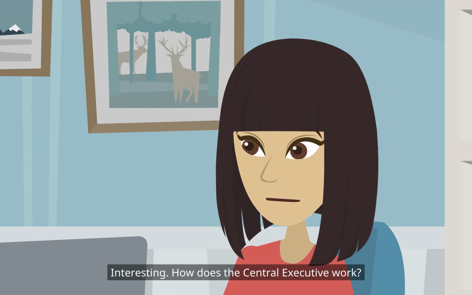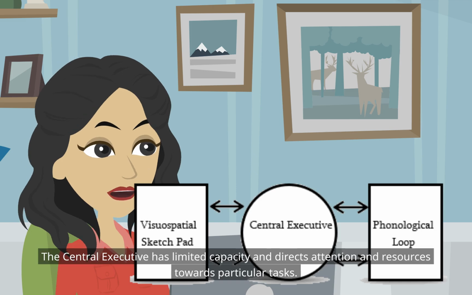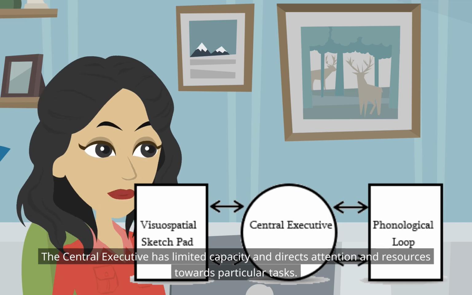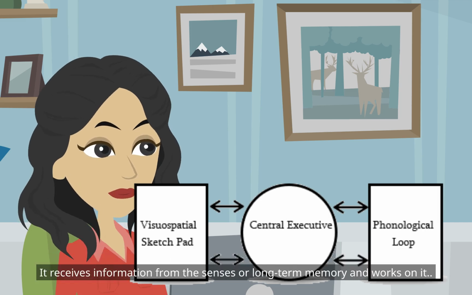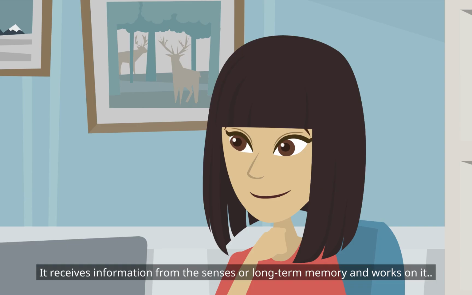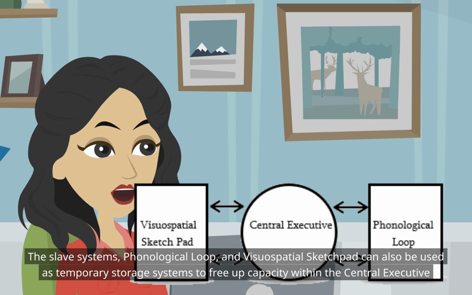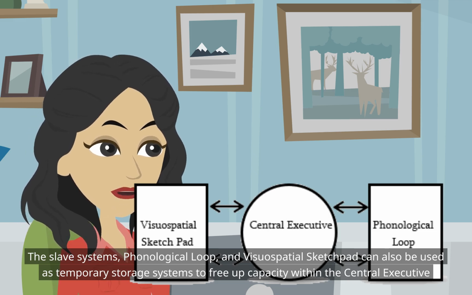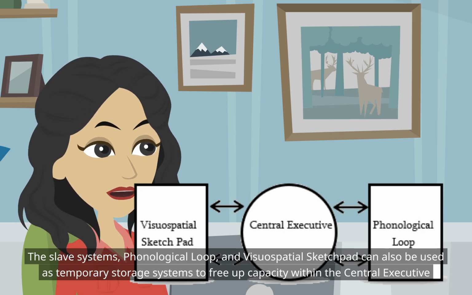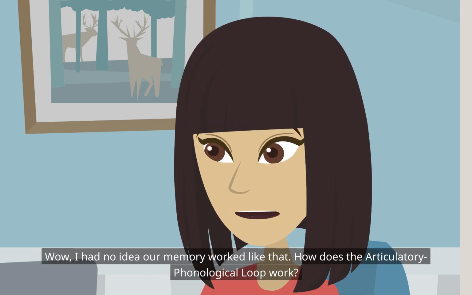Interesting. How does the central executive work? The central executive has limited capacity and directs attention and resources towards particular tasks. It receives information from the senses or long-term memory and works on it. The slave systems, phonological loop, and visuospatial sketchpad can also be used as temporary storage systems to free up capacity within the central executive. Wow, I had no idea our memory worked like that.